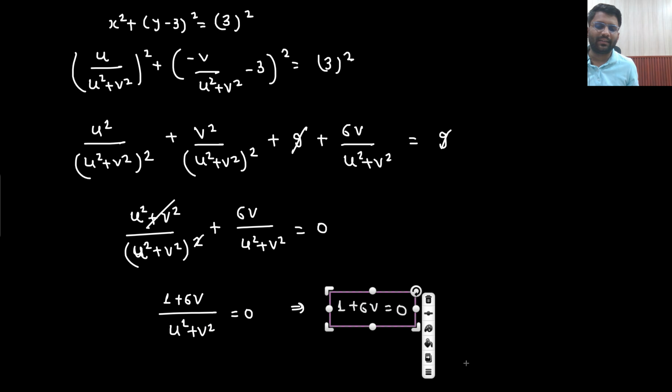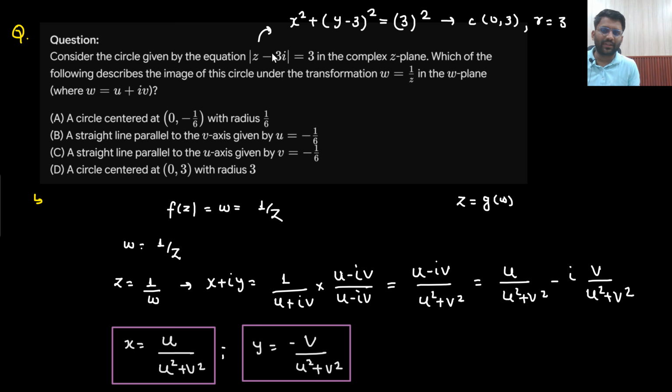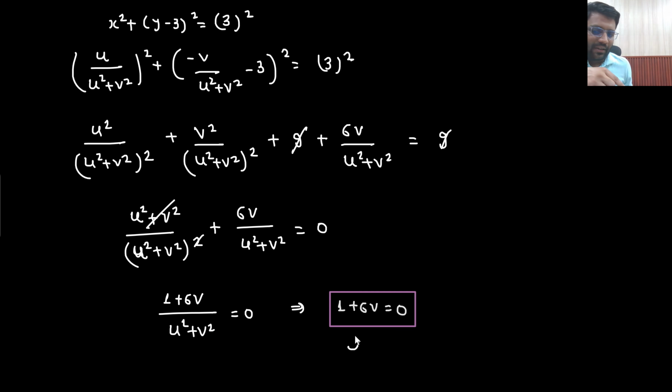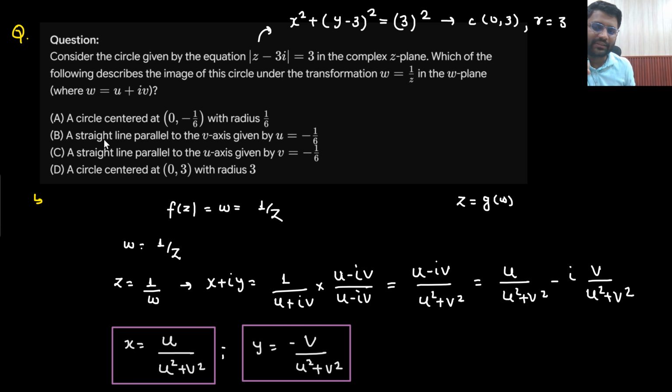So this particular circle will be mapped as a straight line which is v equals minus 1 by 6. So the circle will be mapped into a straight line parallel to the u axis, which is v equals minus 1 by 6. v equals minus 1 by 6. So option C is correct.